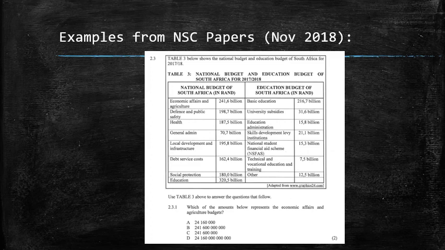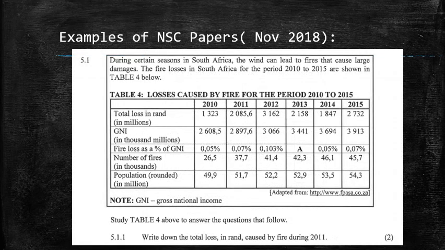Now, I've also added some questions from the NSC papers that were done in November 2018. So question 2.3 gives you another example where we are using billions, and then they ask you questions. And then also question 5 is going to ask you questions about millions and thousands. So if you can have a look at those questions, it might help you to answer the questions.